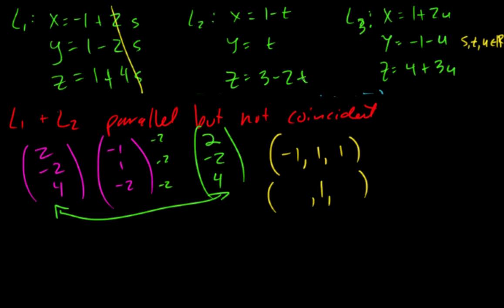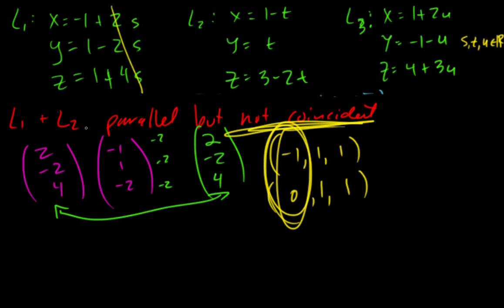So if we plug in a 1 here, we get negative 2. 3 minus 2 is 1, so those are the same. And if we plug in a 1 here, we get a 0. Since these are not the same, they are not coincident. We prove parallel and not coincident.